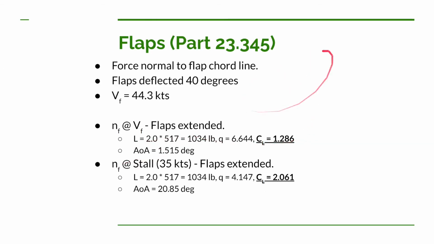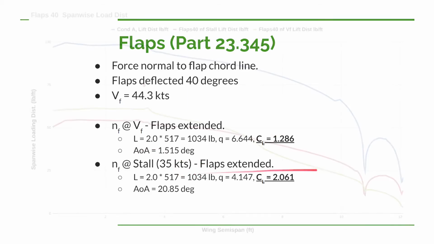So again, just like we did before, I figured out what the load factor was, what the dynamic pressure was, and what the coefficient of lift of the wing needs to be. I then used VSP Aero with the flaps deployed and figured out what angle of attack I need in order to get the correct coefficient of lift. And then of course, same thing here. So let's take a look at that.